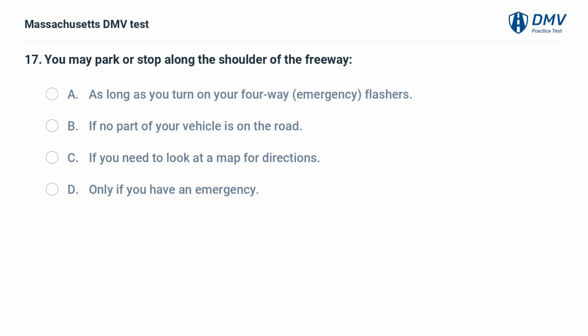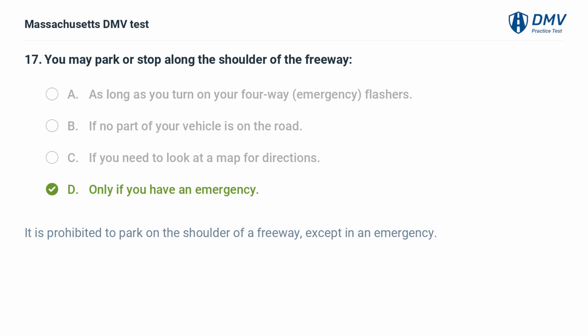You may park or stop along the shoulder of the freeway: A. As long as you turn on your four-way emergency flashers. B. If no part of your vehicle is on the road. C. If you need to look at a map for directions. D. Only if you have an emergency.